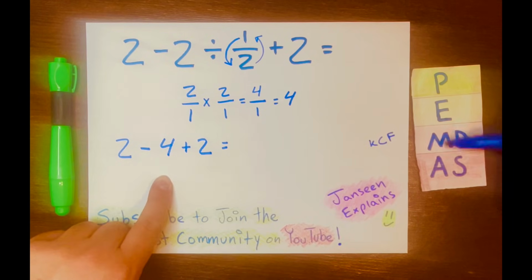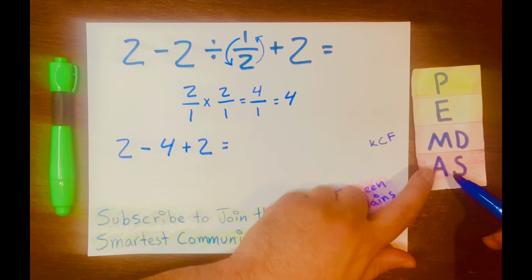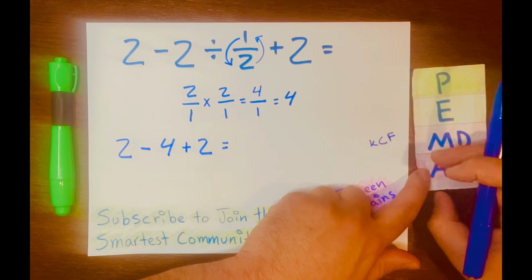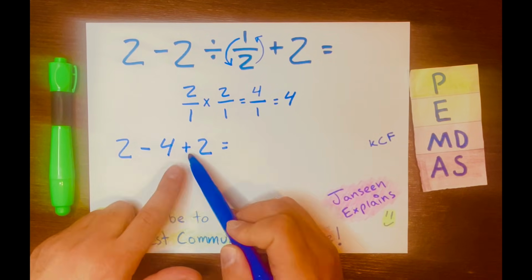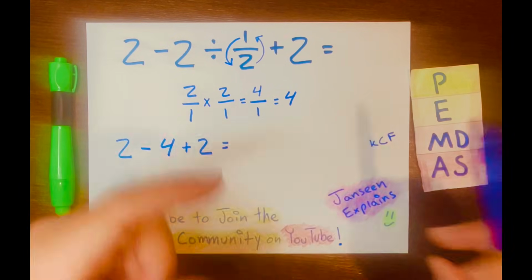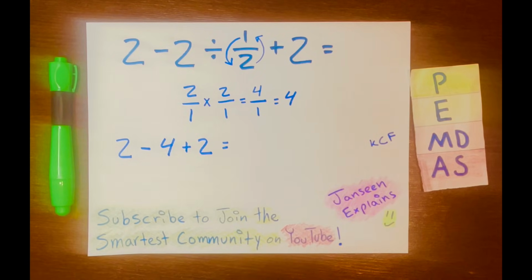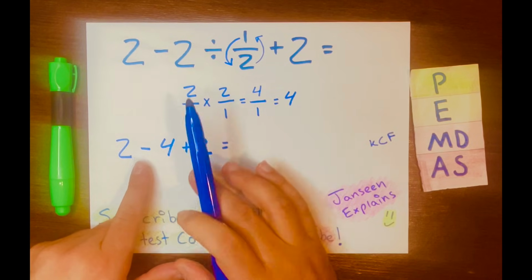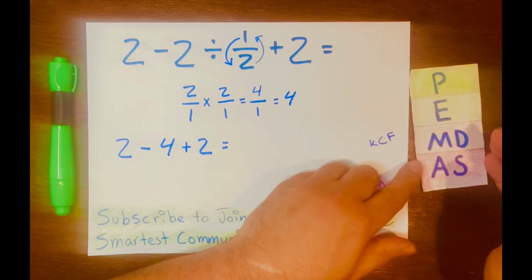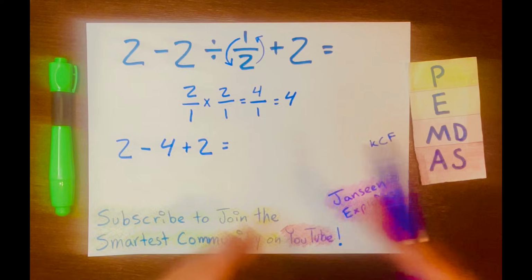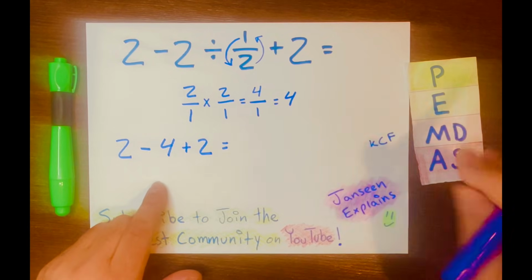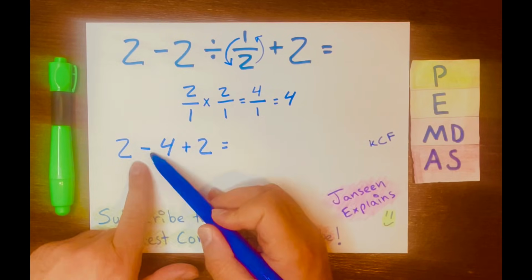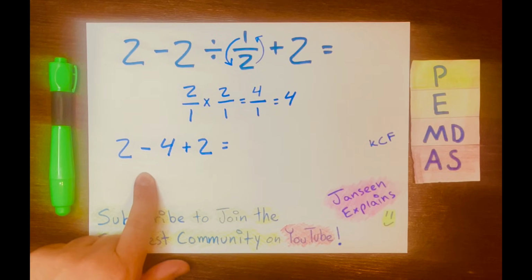And according to PEMDAS, addition and subtraction are at the lowest level. These two operations, the minus and the addition, are both within their own level. So we solve the math problem from left to right according to PEMDAS. And now 2 minus 4 is what?